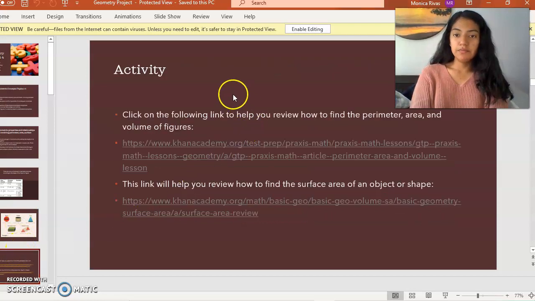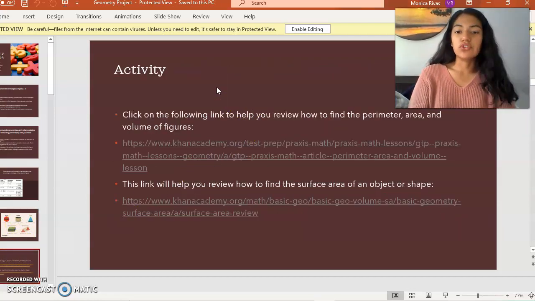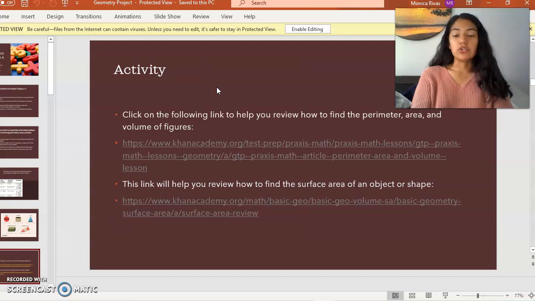The two activities I decided to choose were both found on Khan Academy. You don't need an account to log in or to be able to use these. You can just click on the link and it takes you straight there, and it's super simple and super easy.